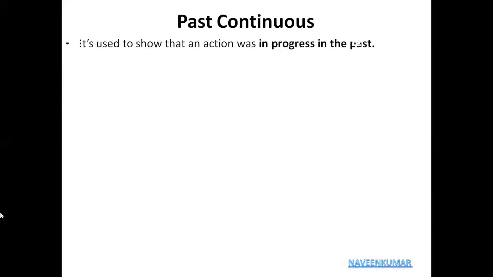Past continuous tense. When we use past continuous tense, it's used to show that an action was in progress in the past. So whenever we are talking about an action which was happening in the past, which was in progress, but in the past. So what is the formulation? Subject plus was or were, that's the auxiliary verb, the helping verb that we use, and the verb will be in ing form, nothing but present participle.